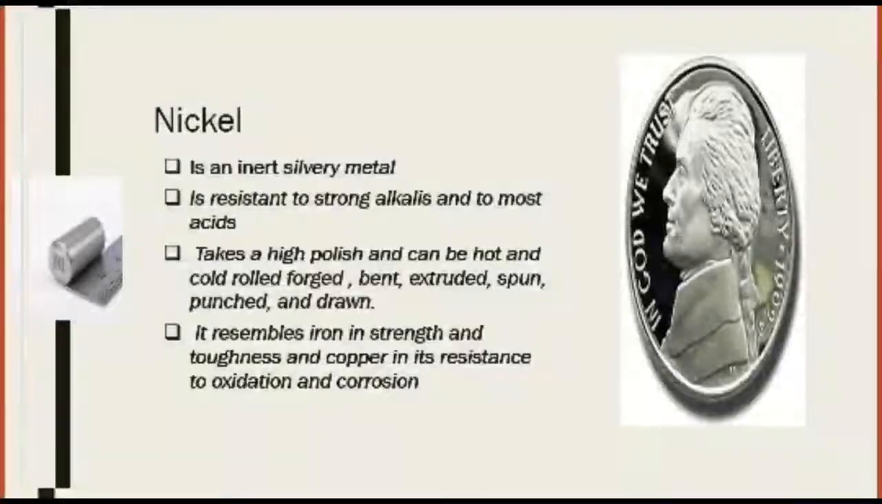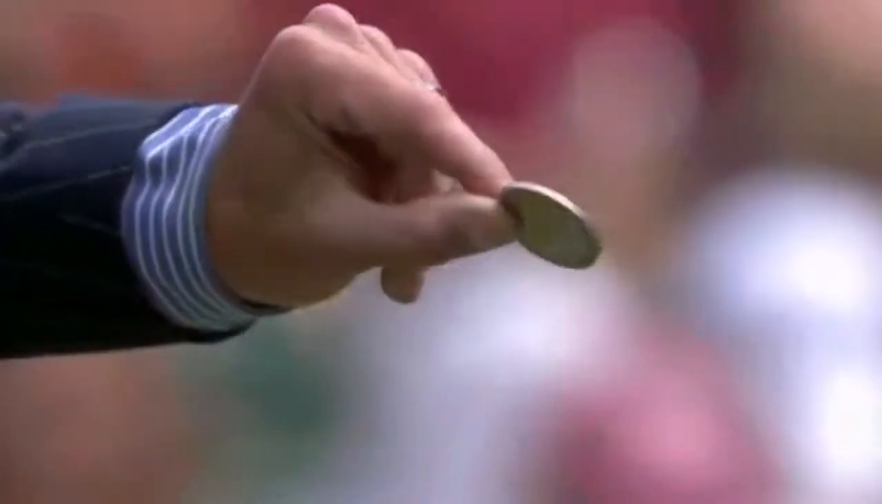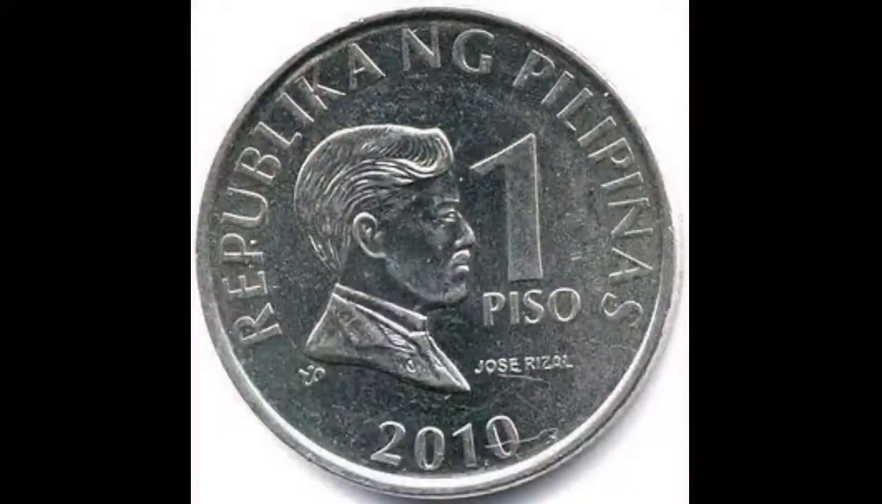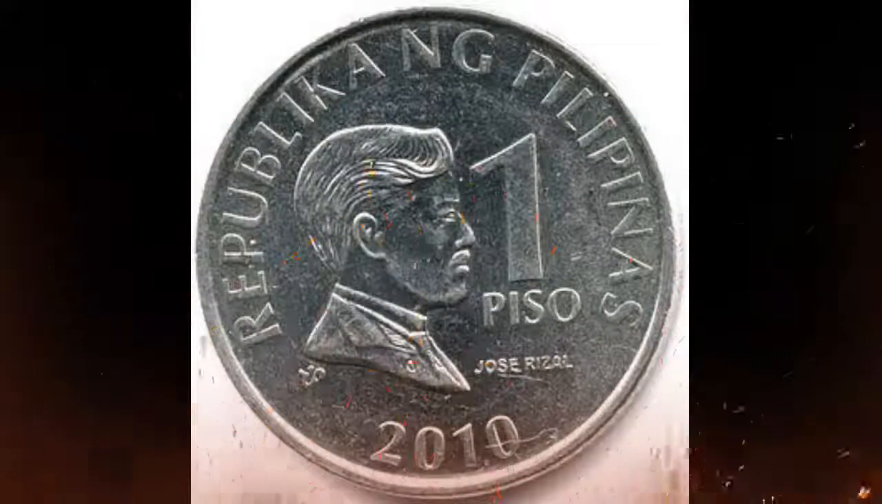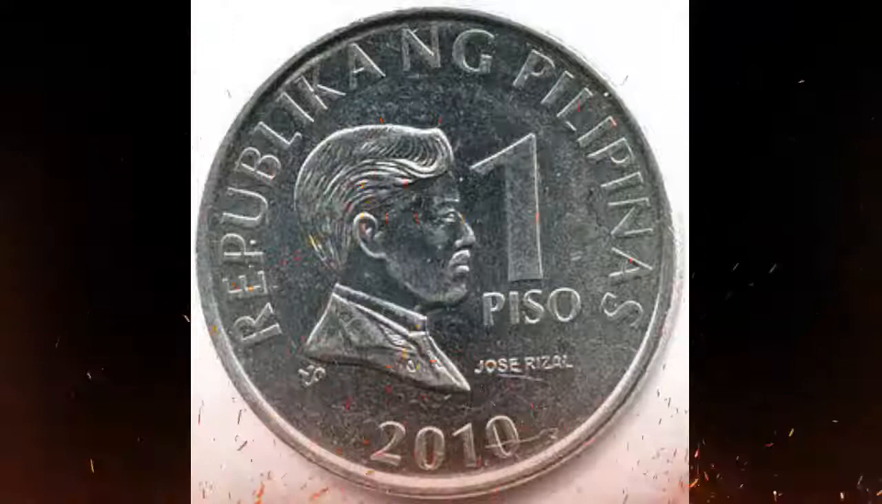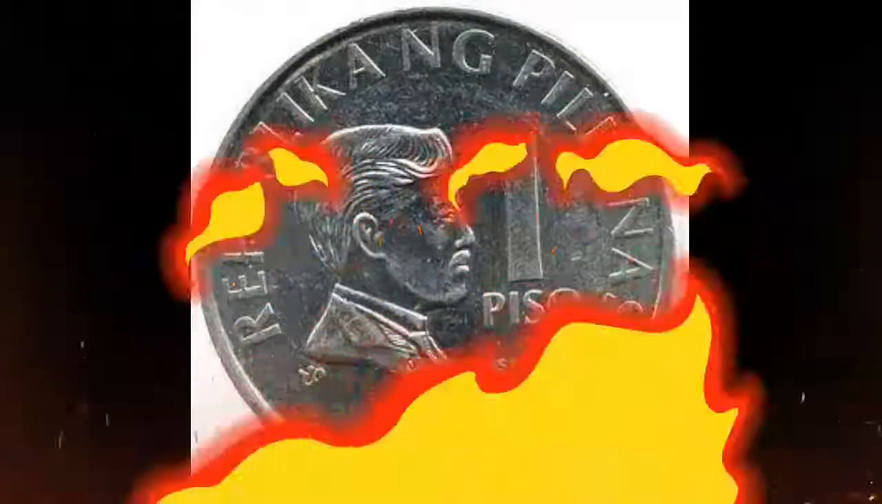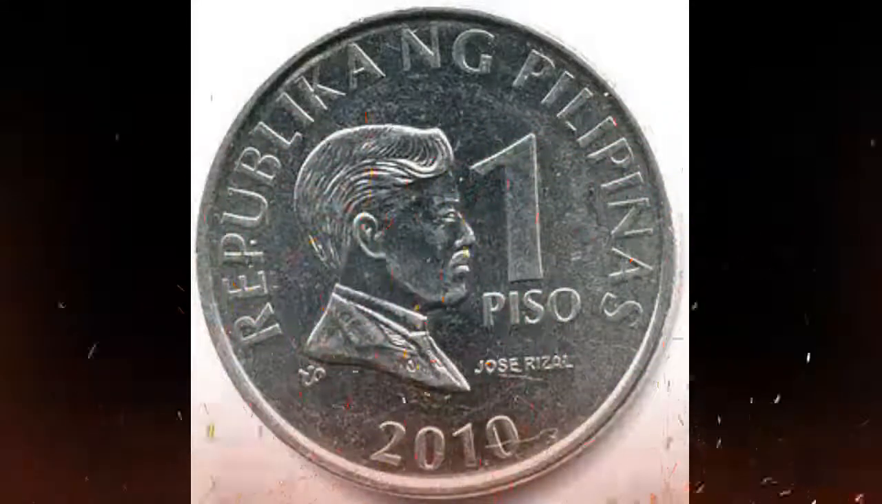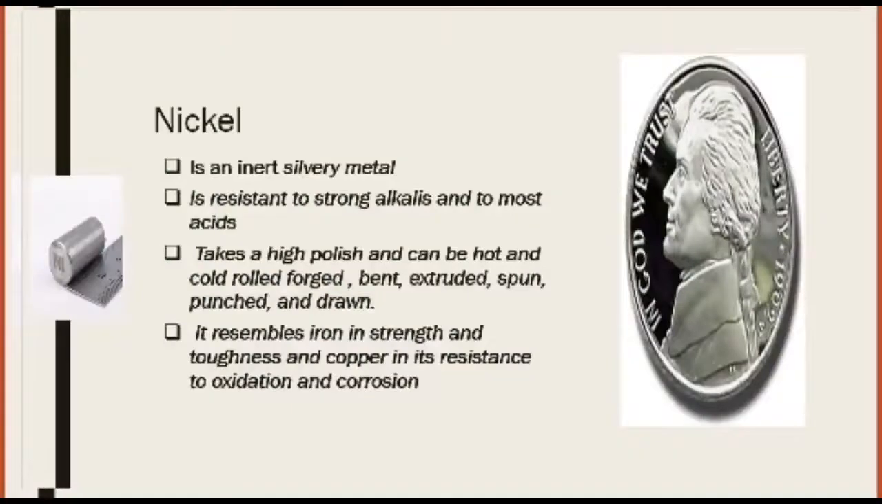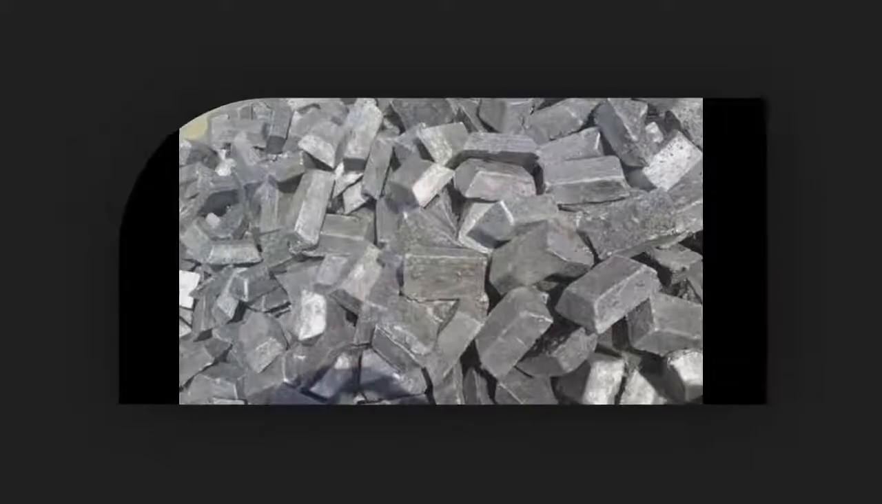Another one is nickel. Nickel is an inert silvery metal. It is resistant to strong alkalis and to most acids. In our daily lives, we usually use nickel in the form of a 1 peso coin. If you recognize it doesn't corrode easily, it is because it has the ability to withstand high heat. Nickel also minimizes corrosion, allowing the metal to be used for several decades without replacement.